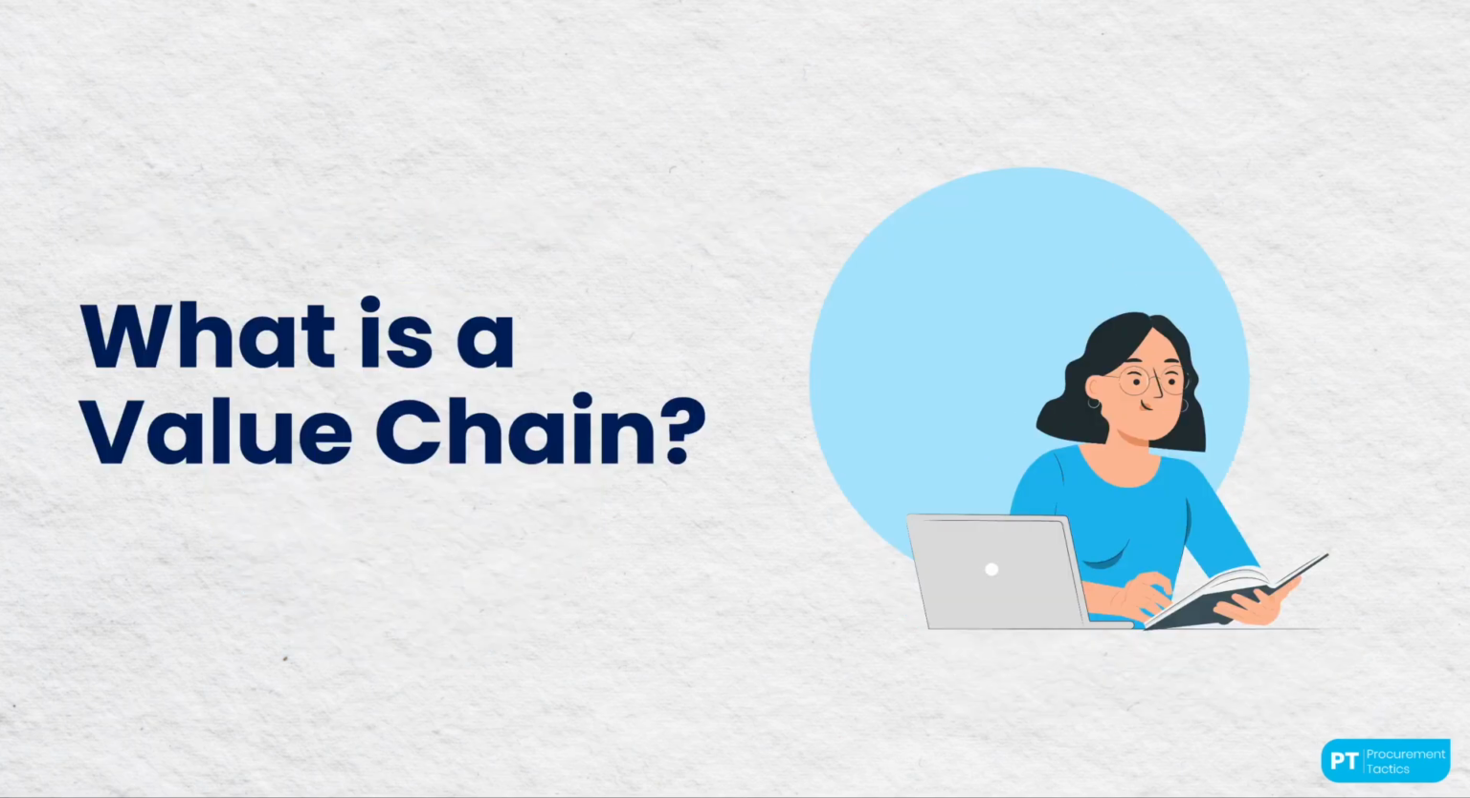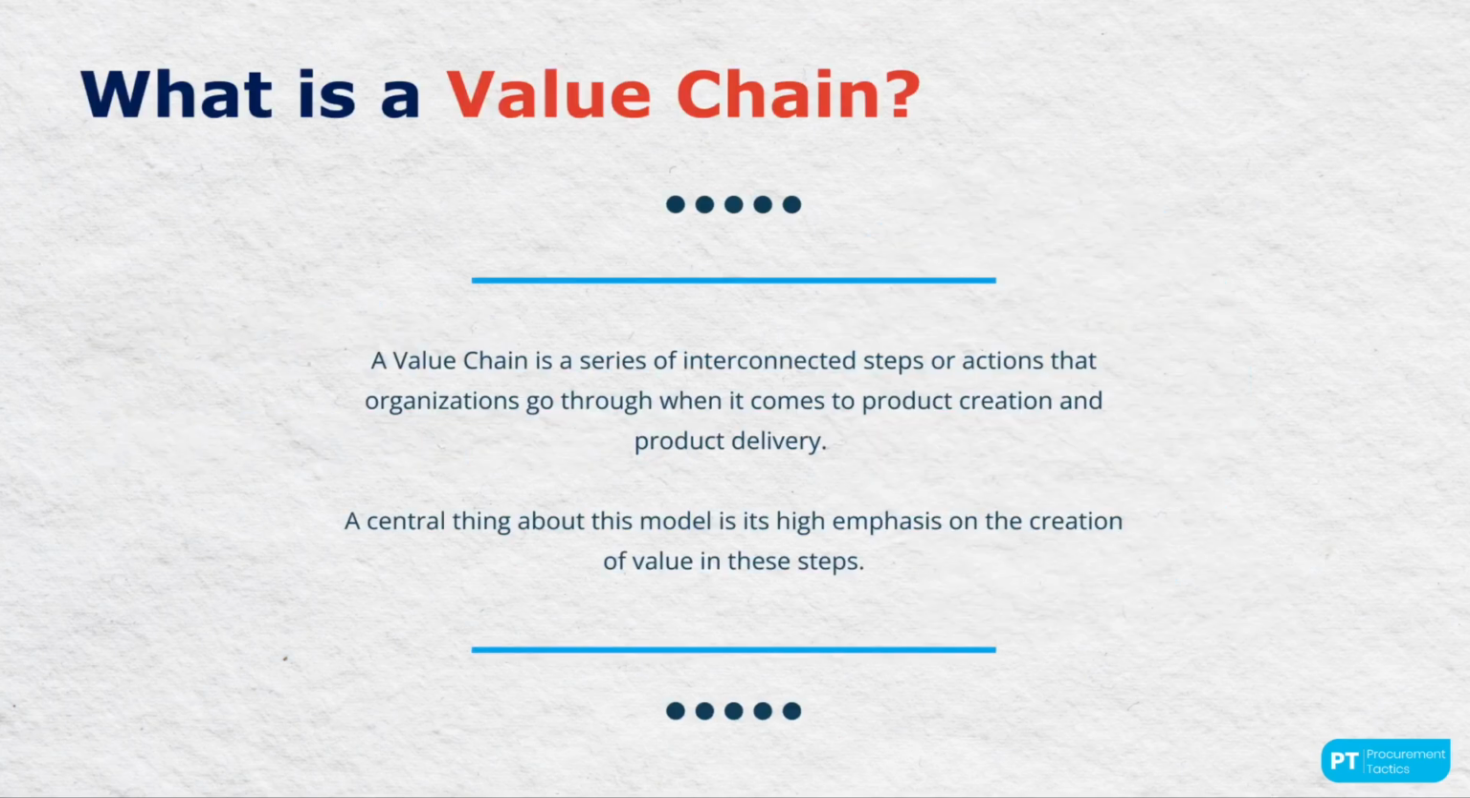Before anything else, let's break down what a value chain is first. A value chain is, as it says in the name, a chain. It's a series of interconnected steps or actions that organizations go through when it comes to product creation and product delivery. A central thing about this model is its high emphasis on the creation of value in these steps.